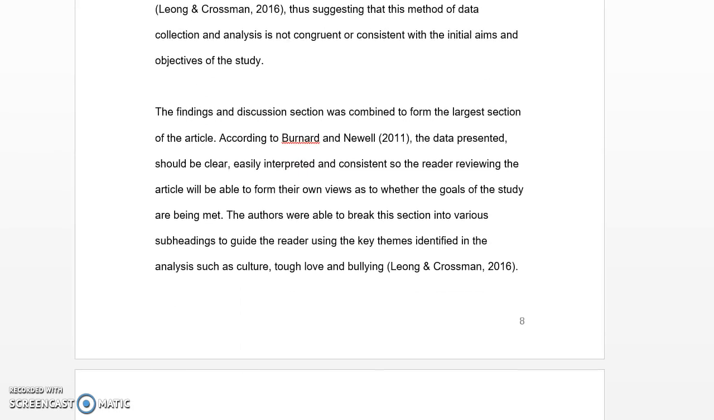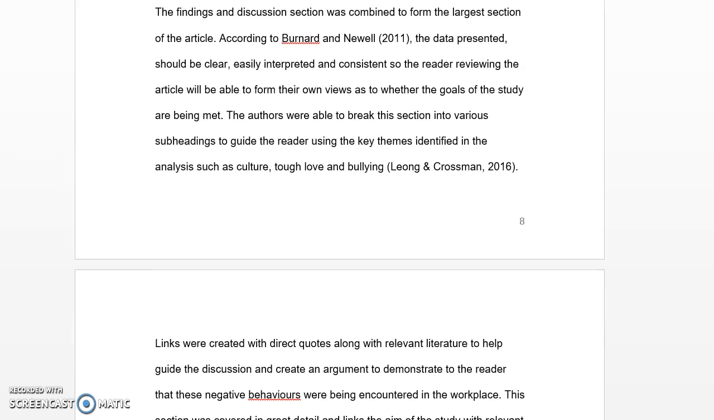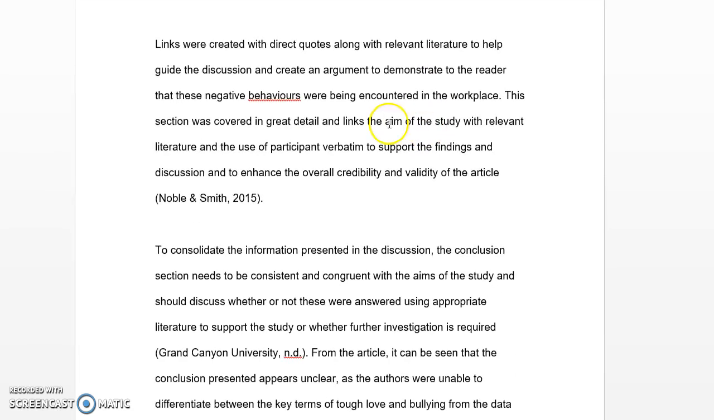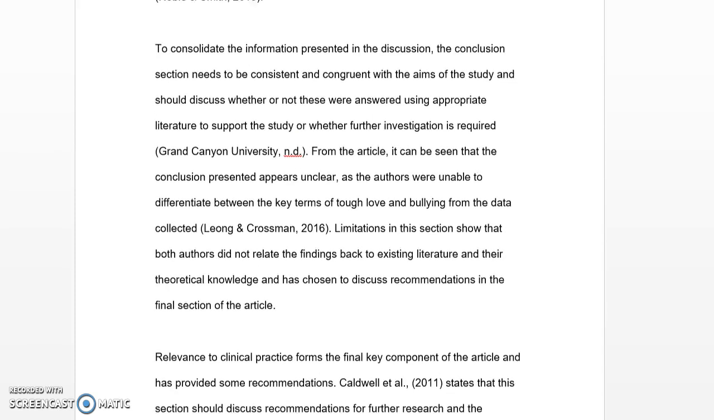Okay, so now let's go on to findings and discussion. So largest section of the article. Okay, and again, what should be there? Lovely. And then she tells us what is there. Then here's a critique. This section was covered in greater detail and links to the study of blah blah blah blah. So again, this is a critique here. Very nice.